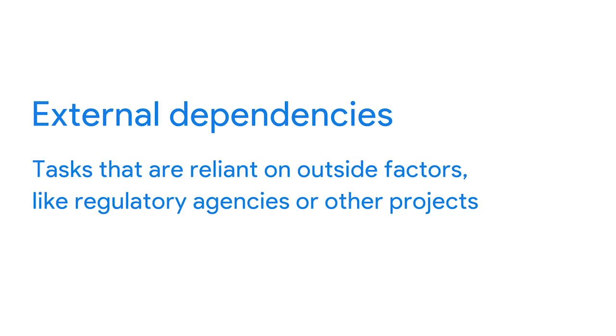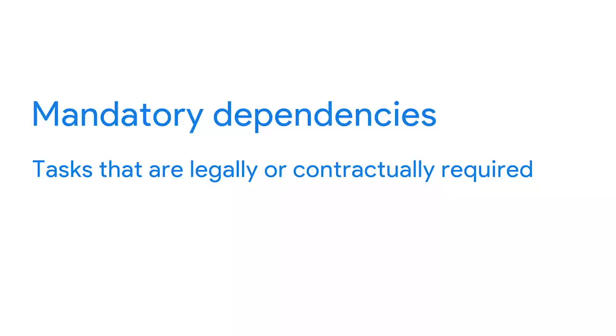External dependencies, on the other hand, refer to tasks that are reliant on outside factors, like regulatory agencies or other projects. For instance, if a construction company is scheduled to demolish a building site, they'll have to wait until their project is approved by the city. External dependencies aren't always in the project manager's control, but it's important to be aware of them so that the project stays on track.